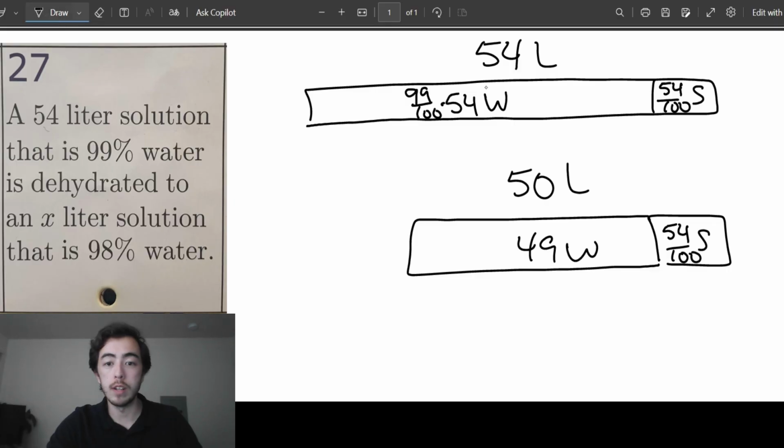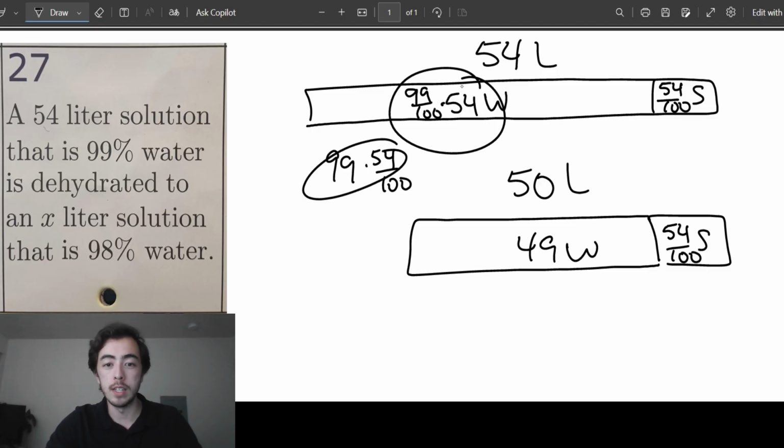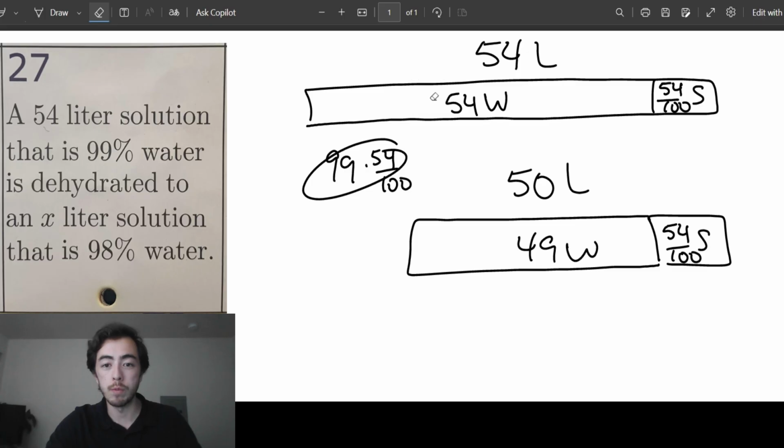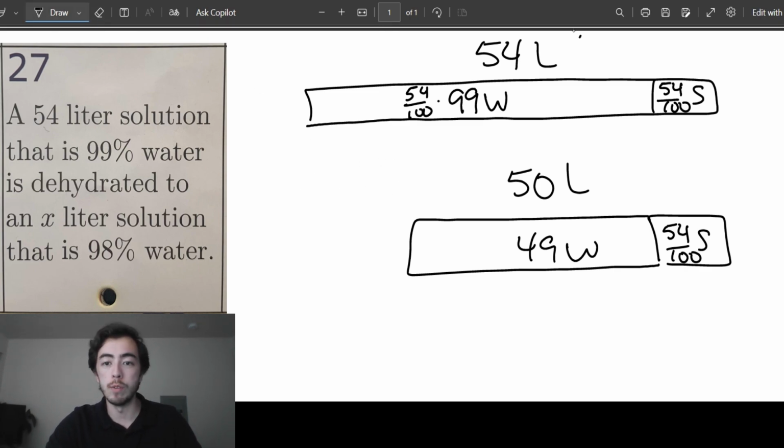And this number right here, it used to be 99, and if I multiply it by 54 over 100, I'm noticing that the 99 and the 54 are still being multiplied. We're still dividing by the 100, so I might actually rewrite this number in a better way. I could just do the 99 that was there before, and then do times 54 over 100, just to get my proportions right, just to make sure that our total volume is 54 liters.